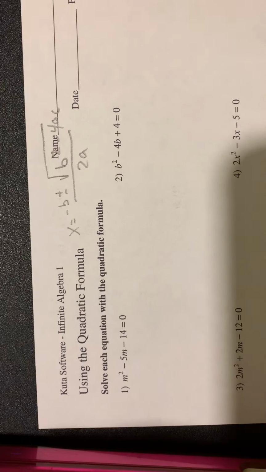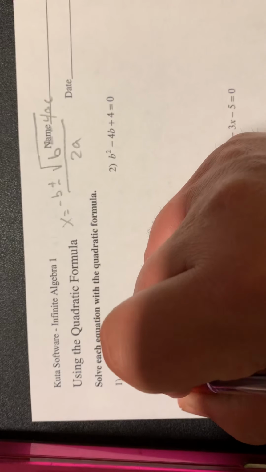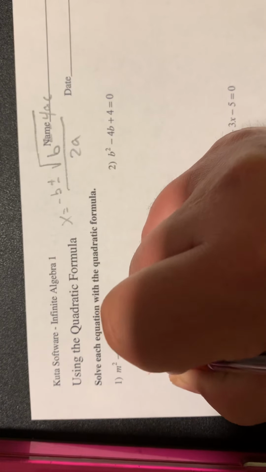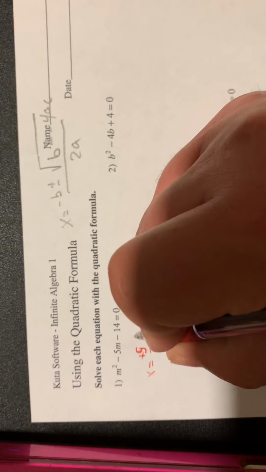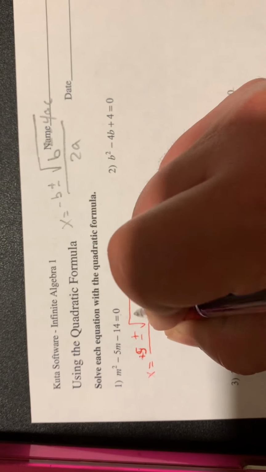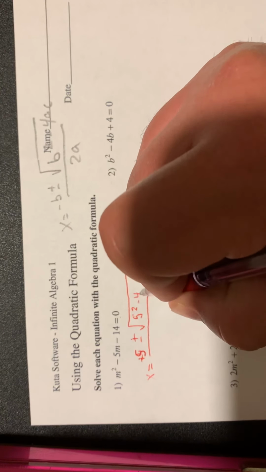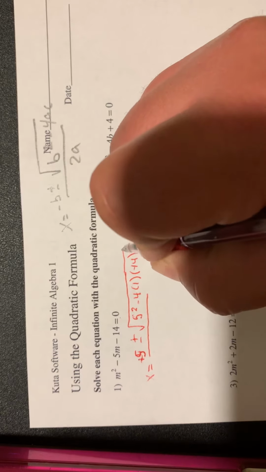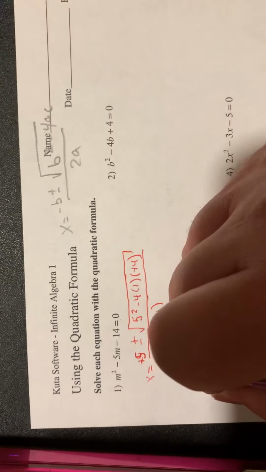All right, so remember, for the quadratic formula, the equation has to equal 0. So I got x equals negative b. Sorry, that's a positive b because it's negative 5, plus or minus the square root. Always make the first number positive. So 5 squared minus 4 times a, which is 1, times c, which is negative 14, all over 2 times 1.